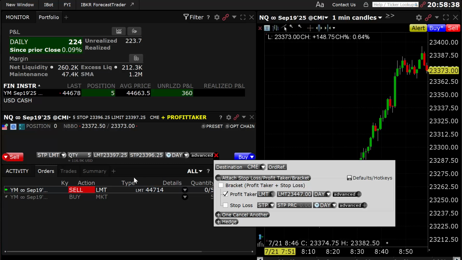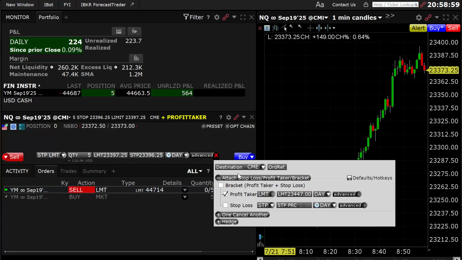Okay, setting up an order here. I'm going into the NQ with a buy stop limit, quantity 5, stop set to 23,396.25. The limit on the stop is set to 23,397, so it's not going to get me filled any higher than 23,397. It's going to be limited to that price and no higher. Now I've got the limit set to 23,447 for a $50 profit, which is 200 ticks on the NQ. This is a 94% success rate on this trade.